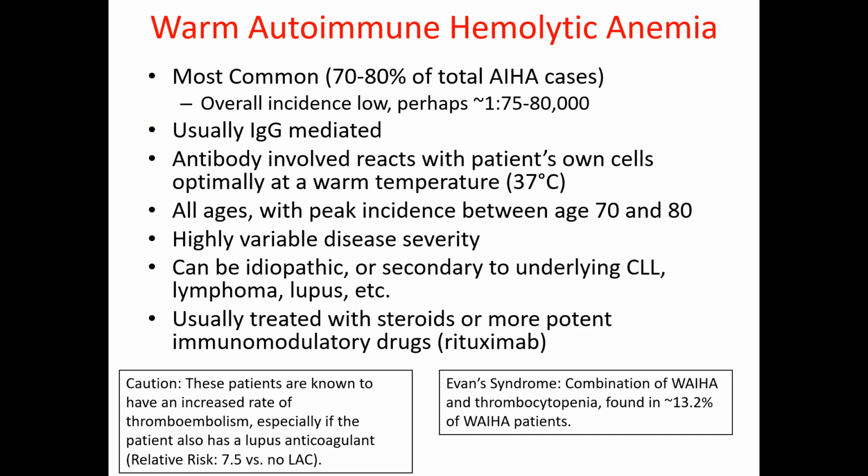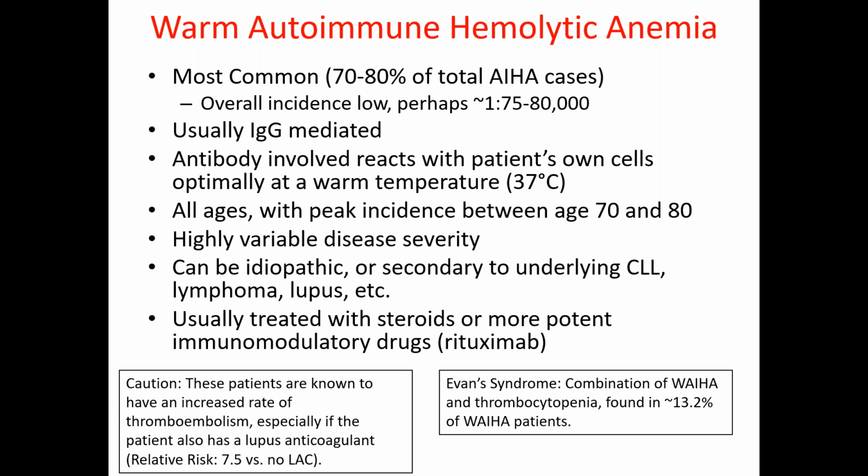All right, so what about warm autoimmune hemolytic anemia? Well, warm autoimmune hemolytic anemia is the overwhelming majority of autoimmune hemolytic anemia cases. It's about 75% of all total cases. The overall incidence is about 1 in 75 to 80,000. It's typically IgG mediated. I'll show you a slide with some of the more common laboratory findings.